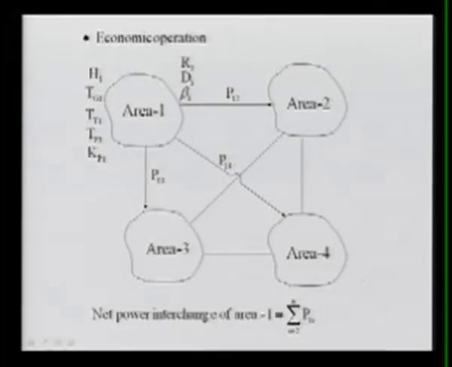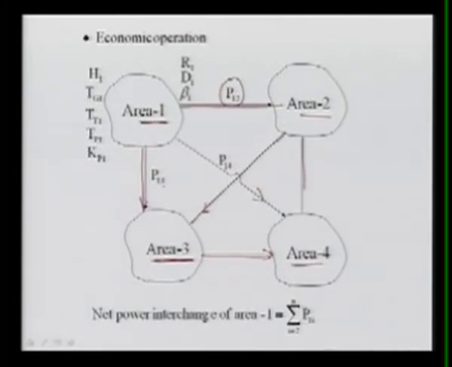Now you can see here we have shown this four area system, and all the areas are connected by tie lines. For example, area 1 is connected with area 2 with this tie line, and the power flowing is P12. Similarly, area 1 is connected with area 3 by a tie line, and the power flowing is P13, from 1 to 3, which may be negative or positive. From 3 to 4 we have another tie line. From 2 to 3 we have this. From 1 to 4 we have this tie line, and 2 to 4 we have this tie line.